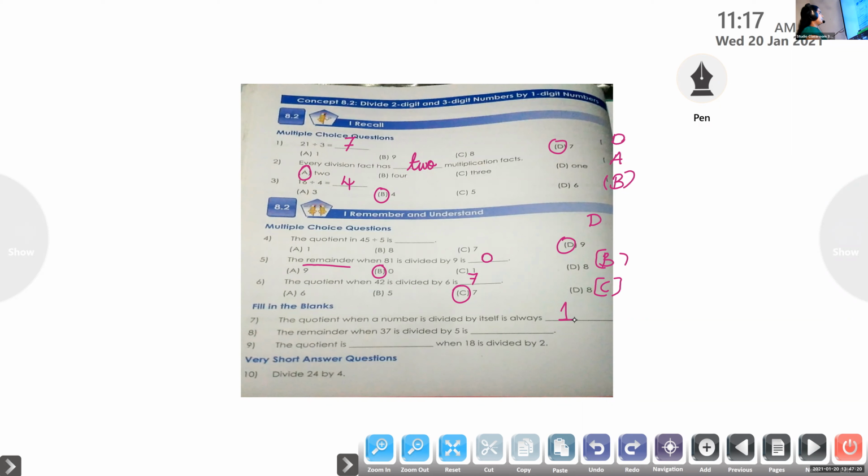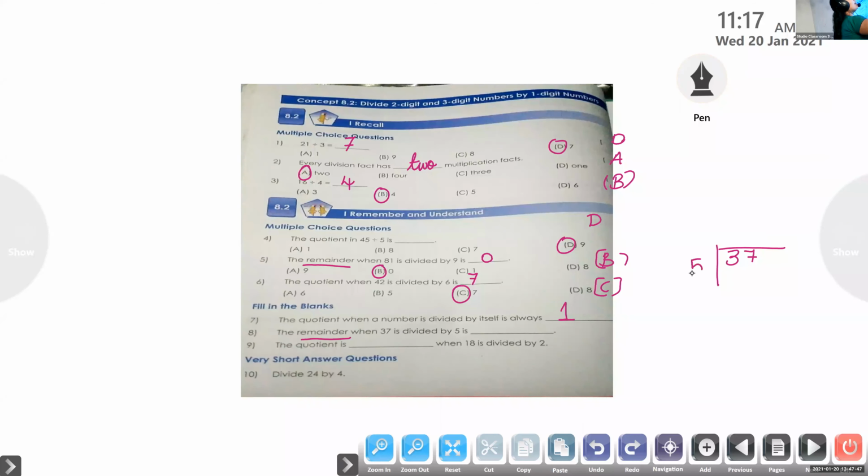Next question to Rekha. Rekha, say. The remainder when 37 is divided by 5 is dash. Here we have to find the remainder. So, whether 37 is coming in the table of 5? No. So we can't write 0 without dividing. So we can divide and check.